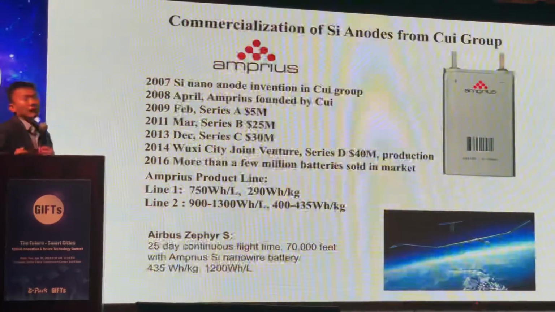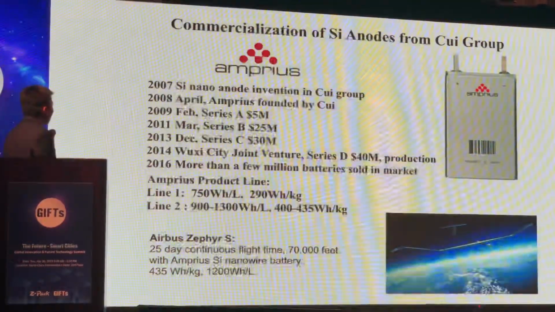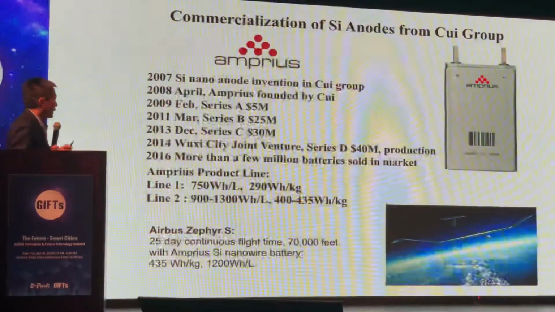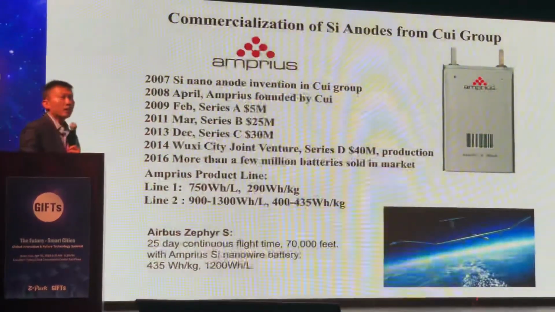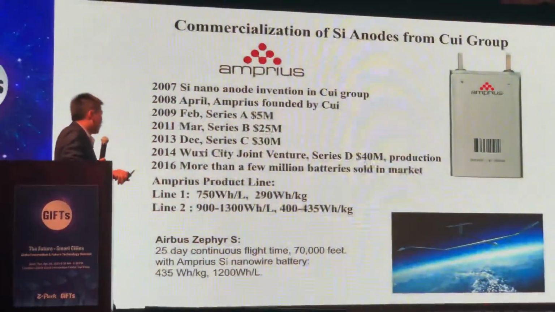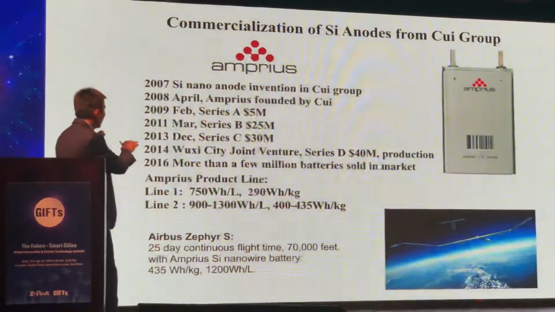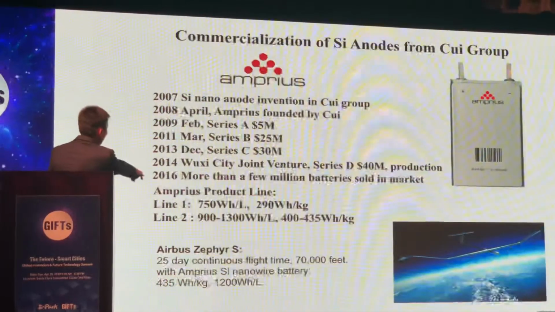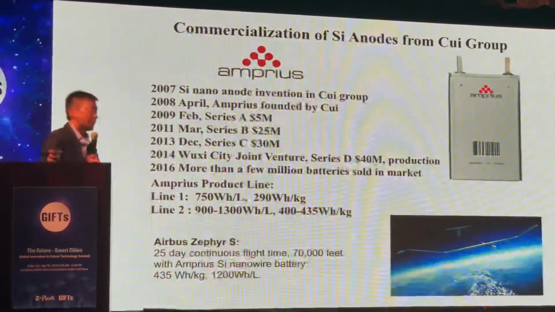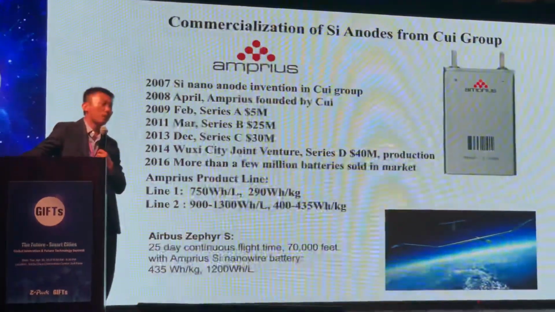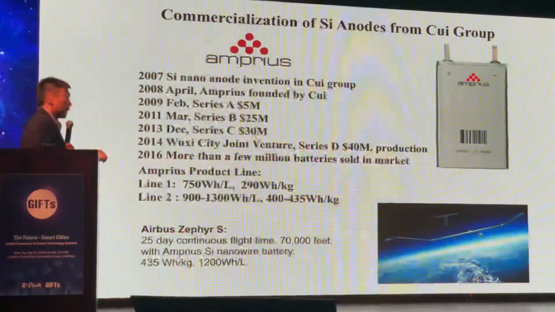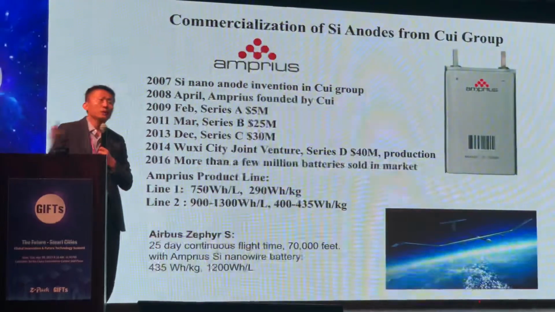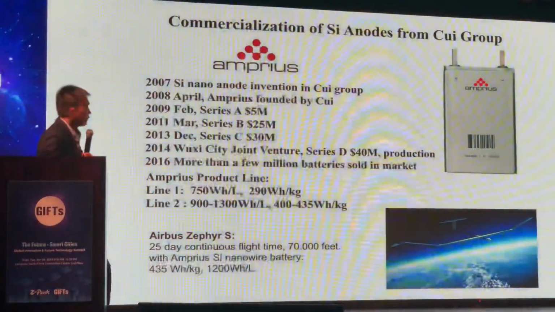Some of you know I founded a company, Amprius, about 11 years ago. And Amprius has been doing very well. Let me point out a few remarkable achievements. One is Amprius silicon nanowire batteries, making a very high energy density battery, 435 watt-hours per kilogram, 1200 watt-hours per liter, which is about 80% higher than the battery you use in your phone.